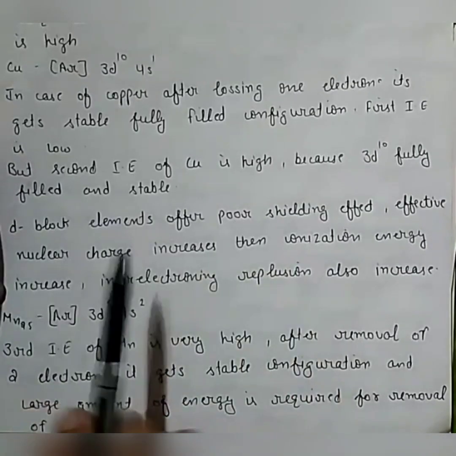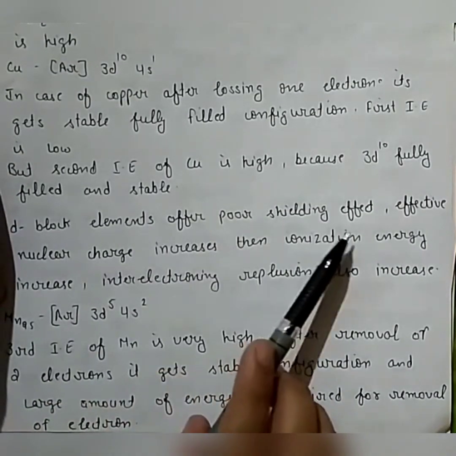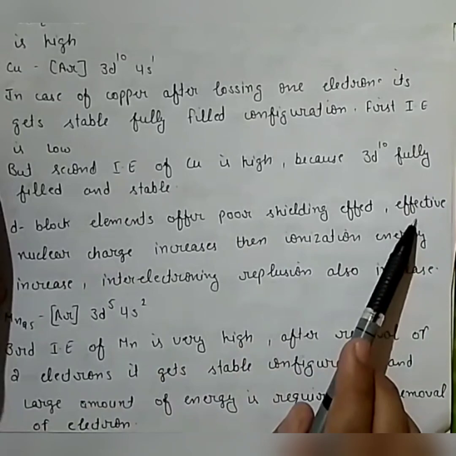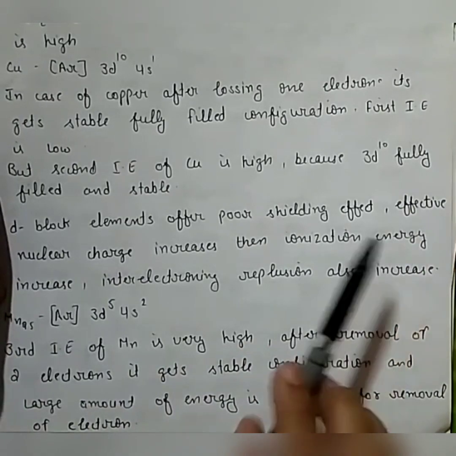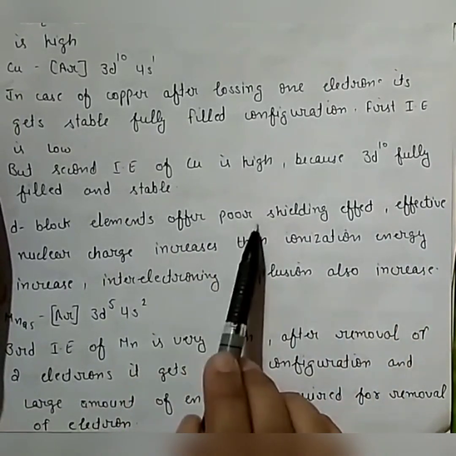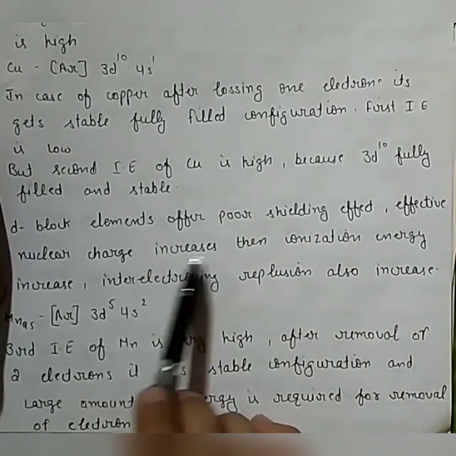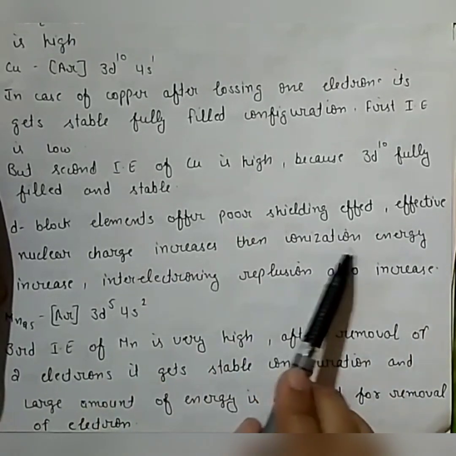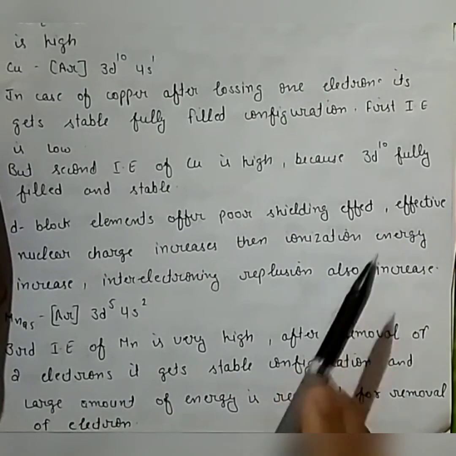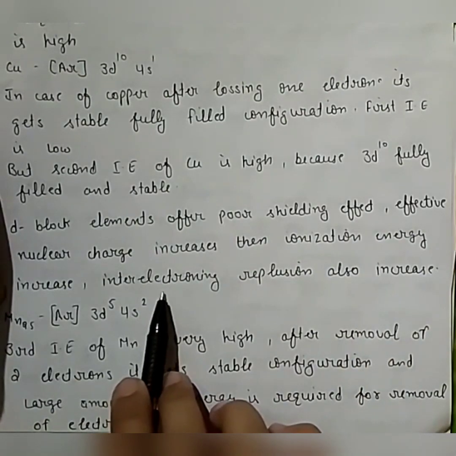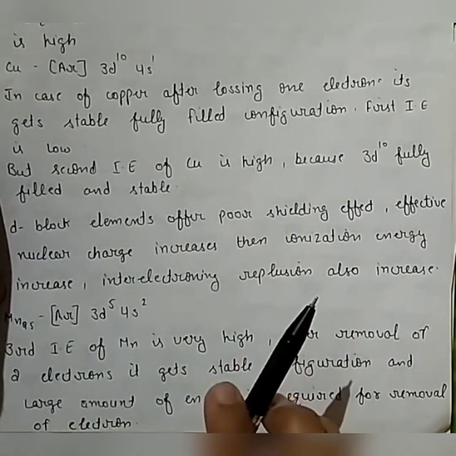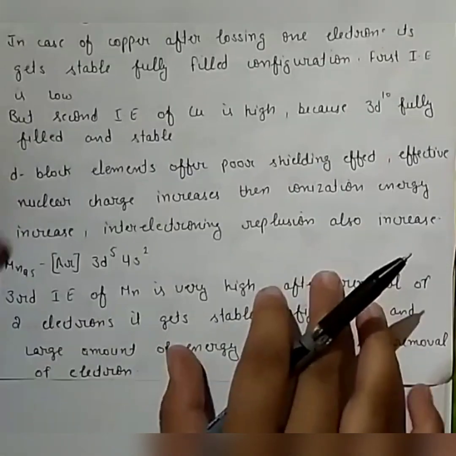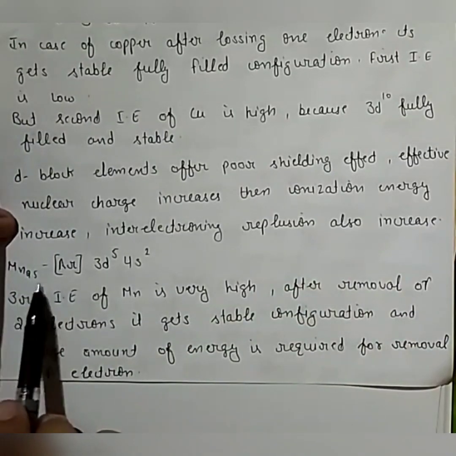The d block elements offer poor shielding effect. The effective nuclear charge increases because they offer poor shielding effect. As charge increases, ionization energy also increases and interelectronic repulsion also increases.